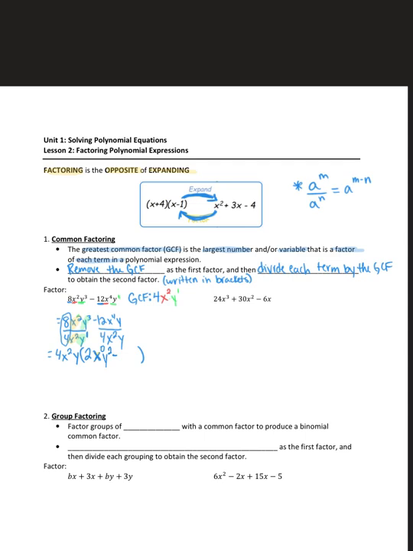So 12 divided by 4 is 3, and then x to the power of 4 divided by x to the power of 2 is going to be x to the power of 2, and then our y's both have 1's on them, so y to the power of 1 divided by y to the power of 1 is going to be y to the power of 0. So we're just going to simplify this.